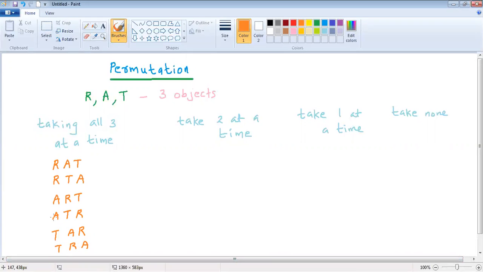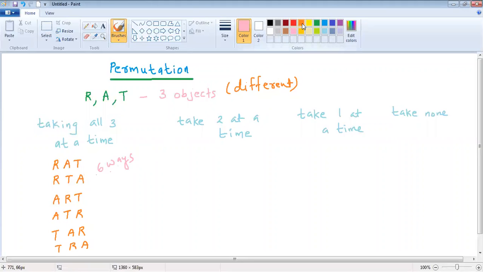If I take all the three objects at a time, here you can see that all the objects are different objects. All three are different objects, R, A, T. So I took all the three at a time, then arranged. So we have seen that there are, how many ways are there? There are 6 ways. 6 ways you can arrange.